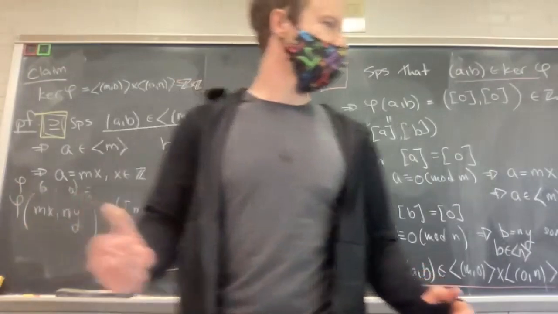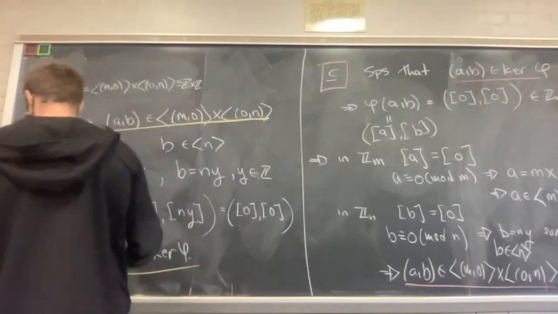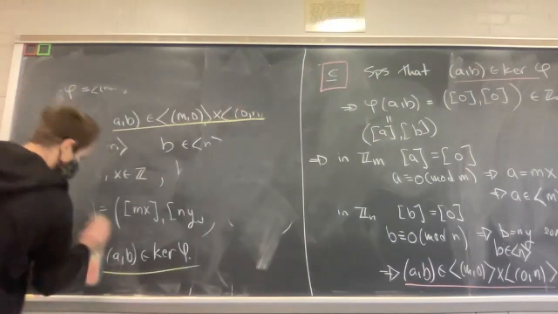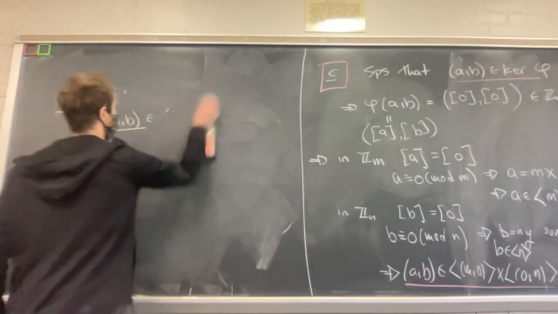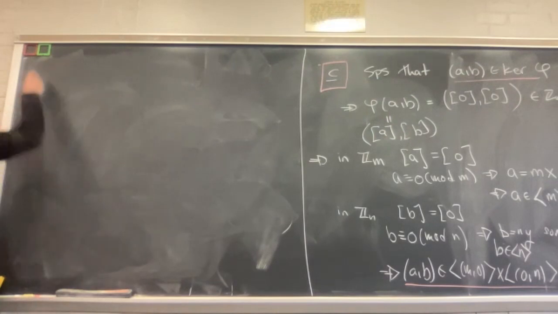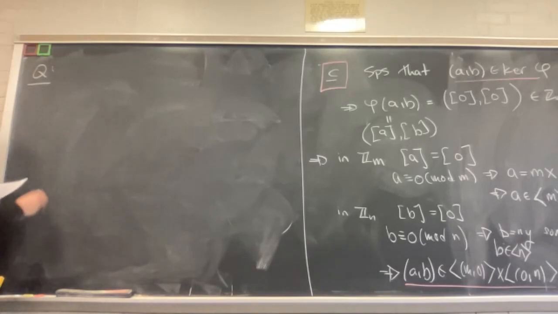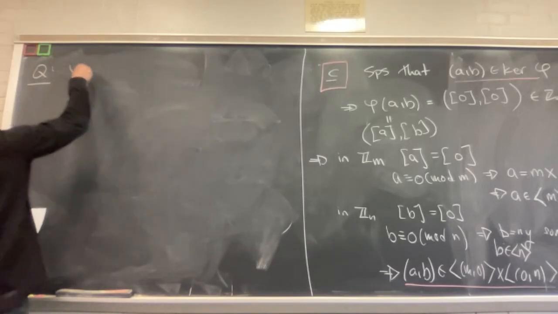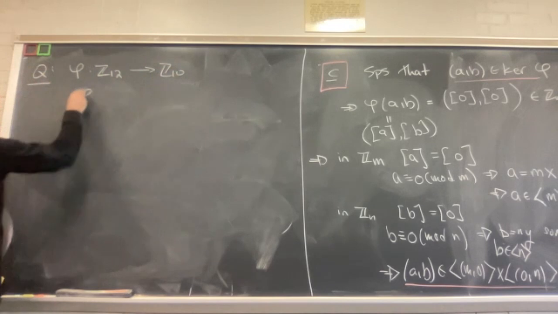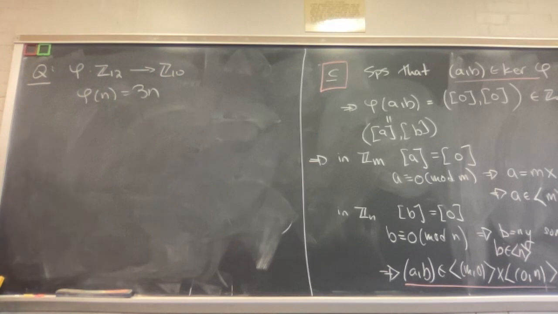Okay, where's my sheet? There it is. So this one is shorter. So this is a question. If you take a map phi from Z12 to Z10, and you define it by phi of n equals 3n, is this a homomorphism?